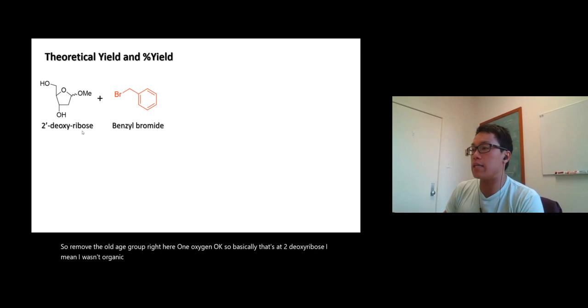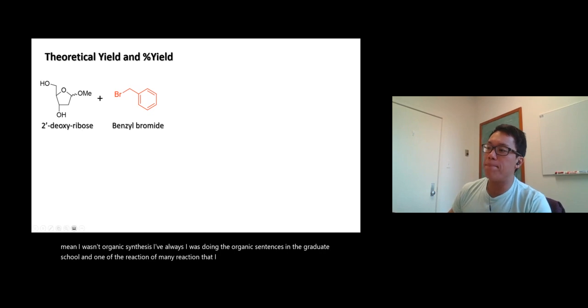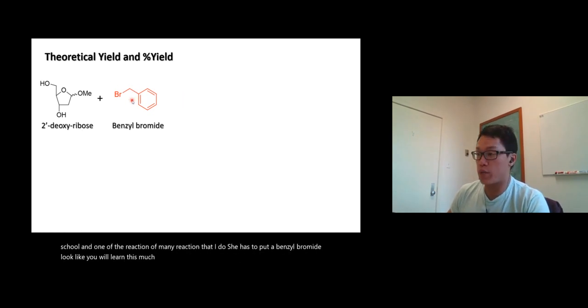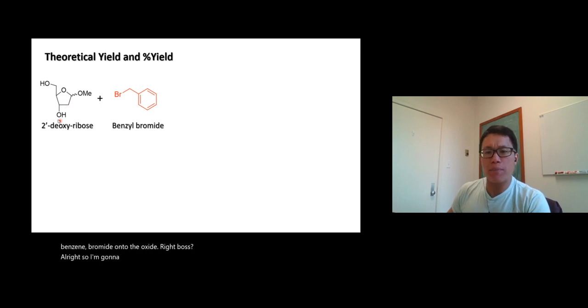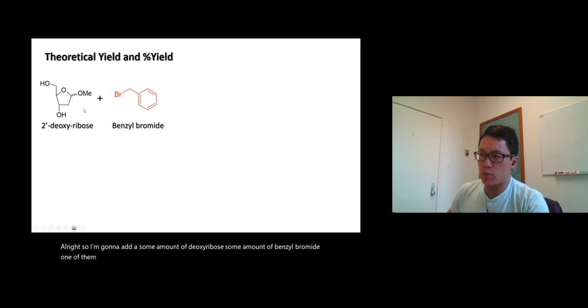I was doing organic synthesis in graduate school, and one of the many reactions I did was to put a benzyl bromide, which looks like this, onto deoxyribose. You will learn this much more in organic chemistry. I add some amount of deoxyribose and some amount of benzyl bromide. One of them is the limiting reagent, which is actually the deoxyribose. We have a lot of benzyl bromide. It's cheap, so we add a lot of it.